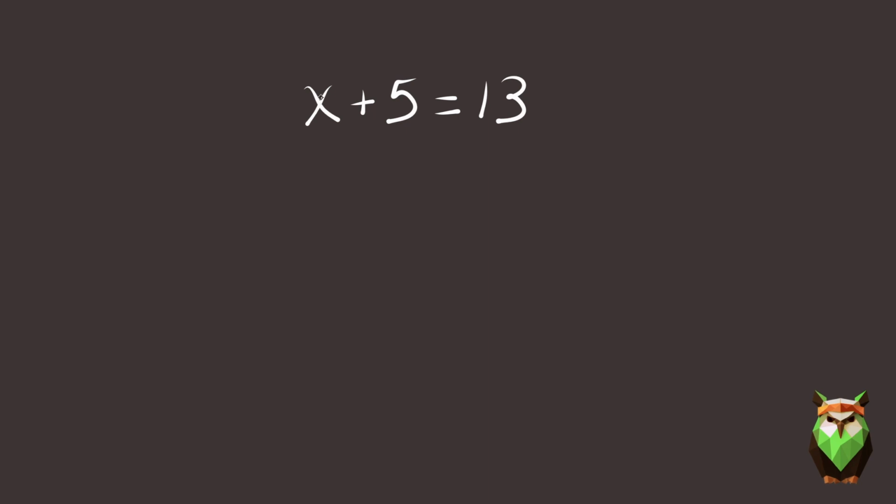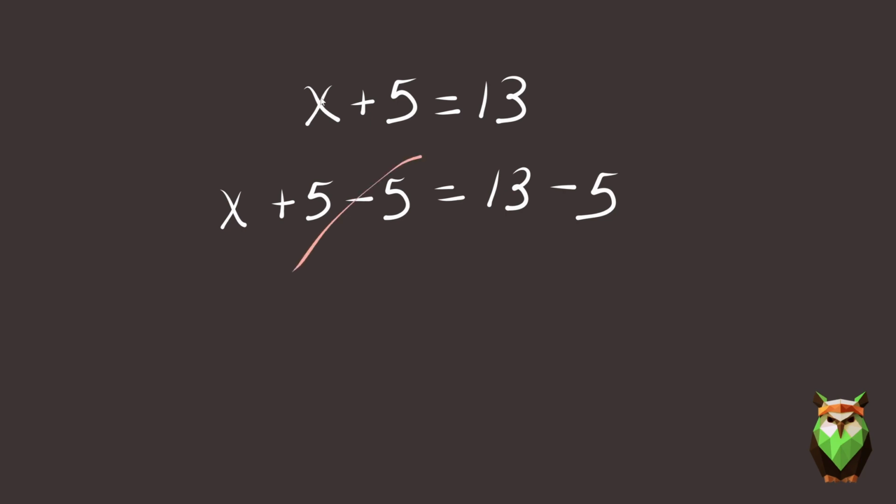What is x? X plus 5 minus 5 equals 13 minus 5. On the left-hand side, plus 5 minus 5 equals 0. That's how we get rid of the 5 on the left, because x plus 0 equals x. On the right-hand side, 13 minus 5 is 8. So we're left with x equals 8.